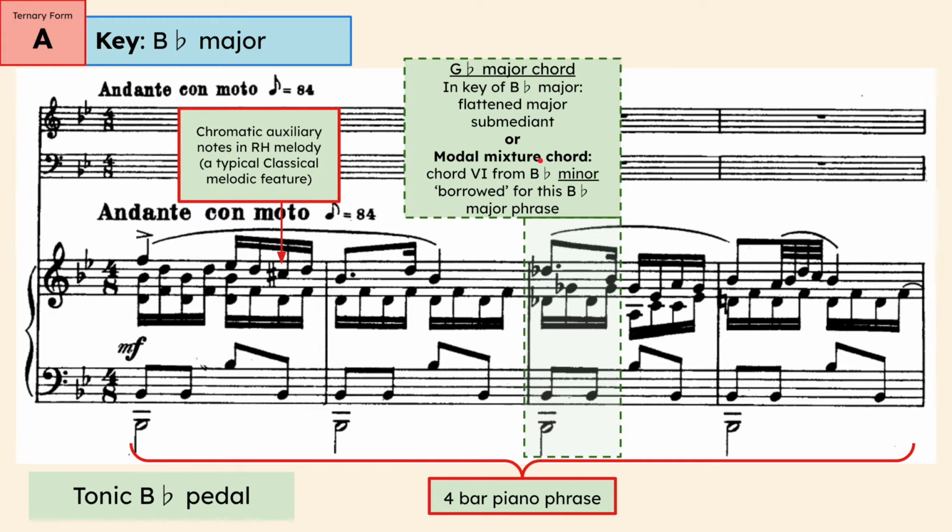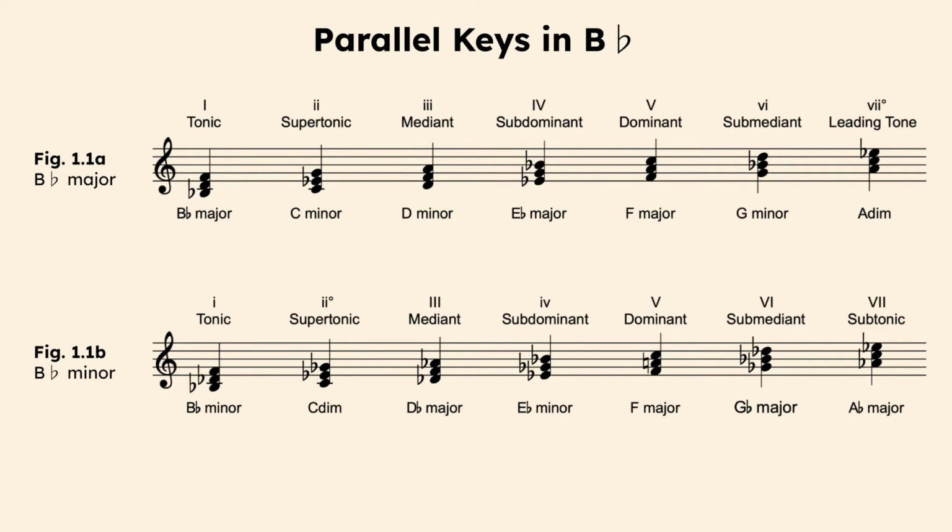So let's break down what this means. Parallel keys are actually quite a simple concept. A major and minor key that start on the same note can be described as parallel. So in this instance, B flat major and B flat minor are parallel keys.